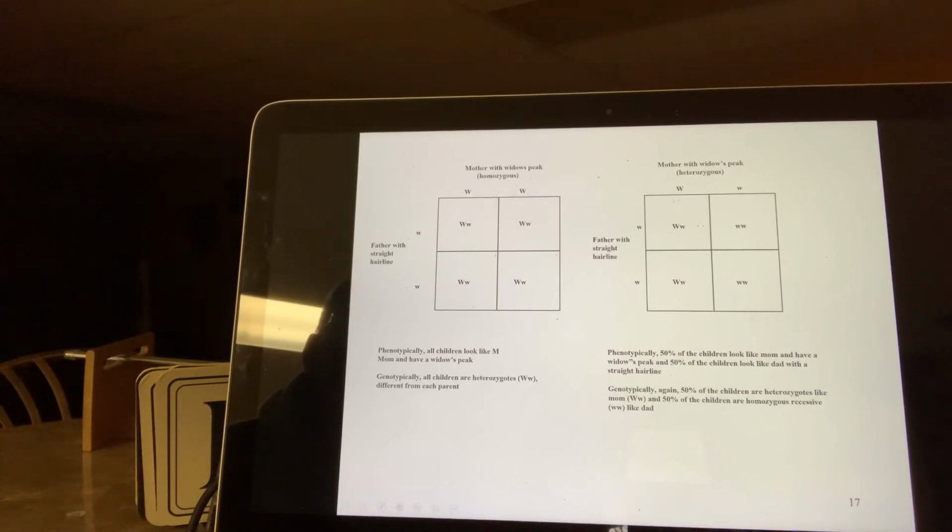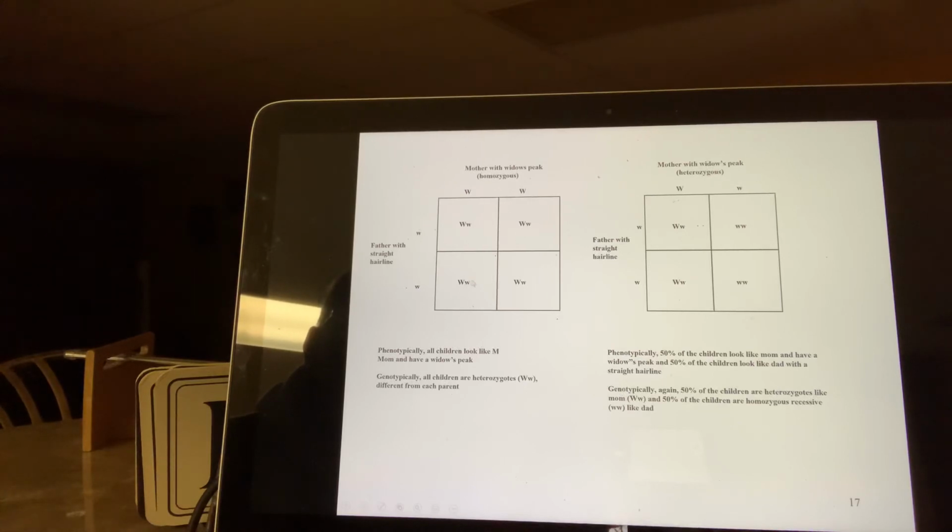You put one parent on one axis. In this case, we're putting the mother on this axis, and we're putting the father here. So in this example, the mother has a widow's peak, and she's homozygous for that. What does that mean? That means she has big W, big W. So you put her 2 alleles up here. And we're saying the father has a straight hairline. The only way you can have a straight hairline is to have 2 recessive alleles, or little w's. Once you do that, then all you got to do is fill in the boxes.